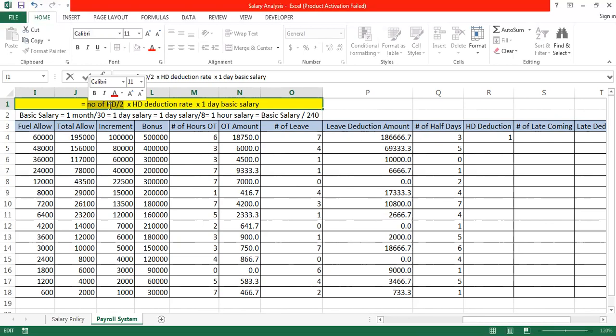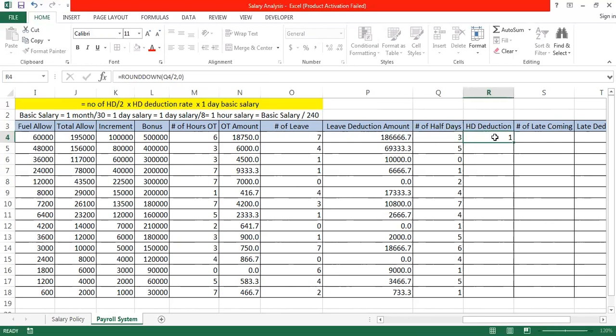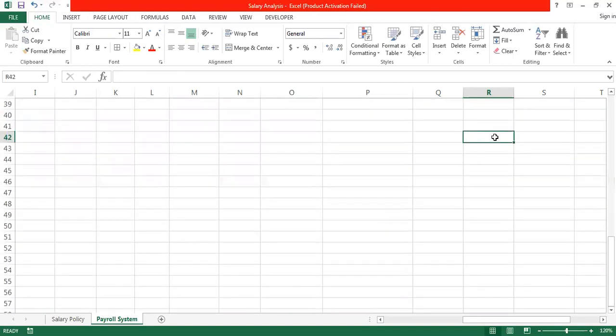On three half days we have 1 day deduction, because two half days will give 1 day deduction, three half days again 1 day deduction, four half days will give us 2 days deduction, then five half days will give again 2 day deduction, and six half days will give 3 days deduction. So this is how we can manage our half days, because in most organizations a half day is already allowed.